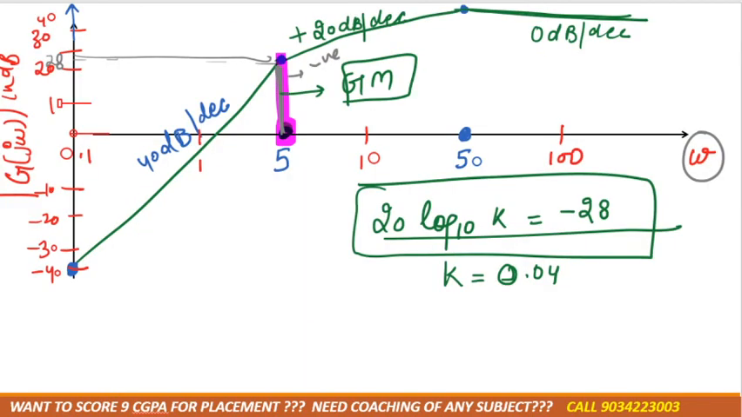In this question, they don't ask you to calculate the phase angle plot. They ask you for the k value, such that according to this k value, the system must be stable. Got it?